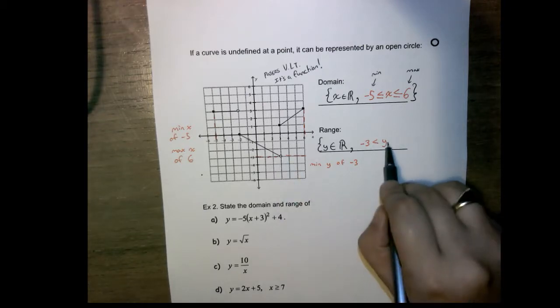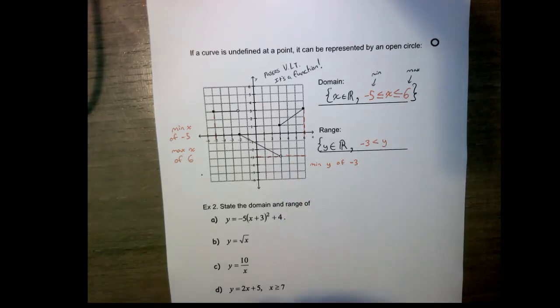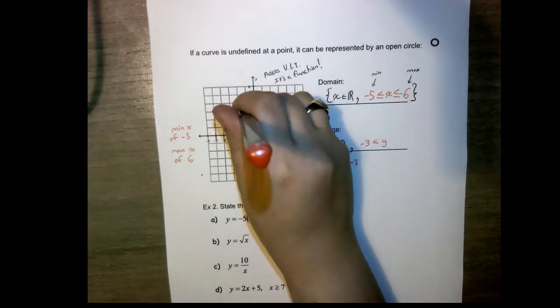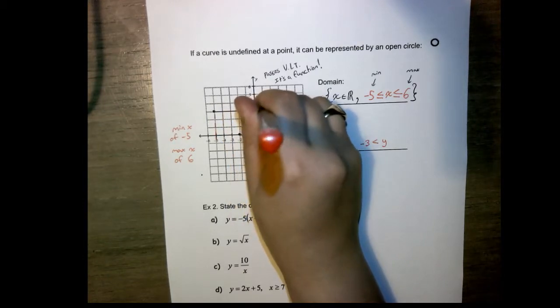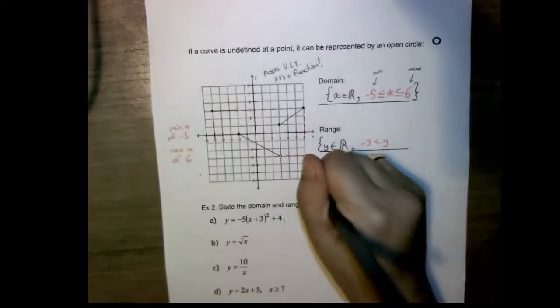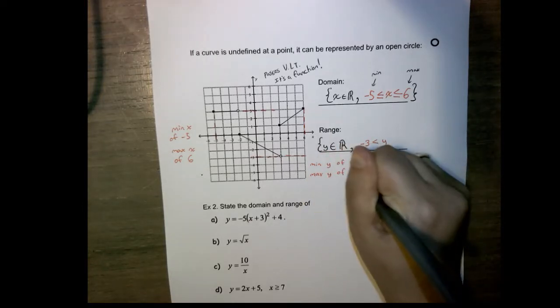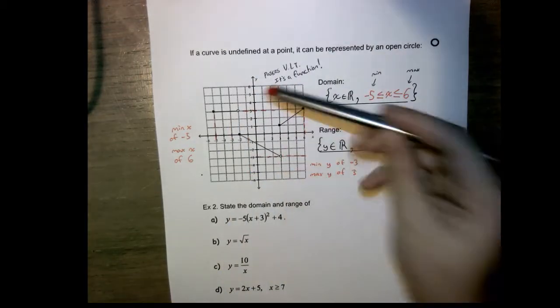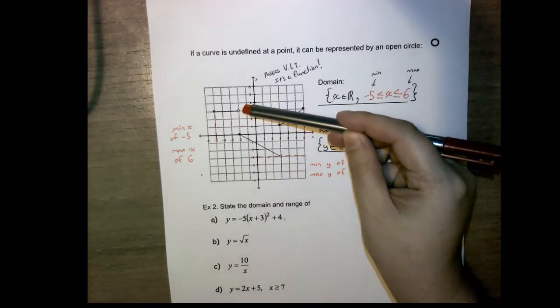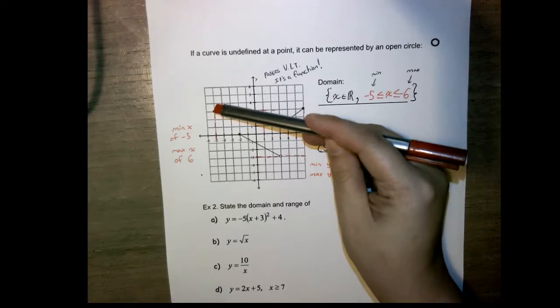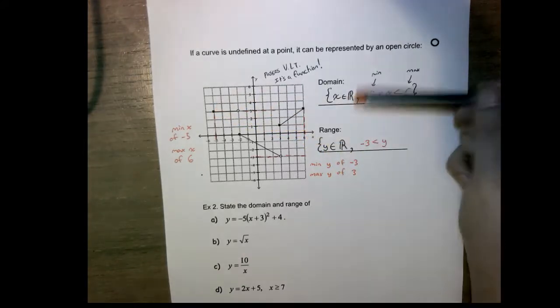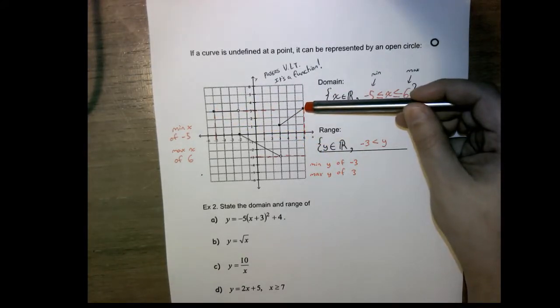Y cannot equal -3, so it has to be bigger than -3. And then over here at +3, I have a maximum value of y. So I have a maximum y of +3, and it looks like I have an undefined value over here with this open dot, but I have a defined value over here with this closed dot, and another defined value over here of this closed dot.